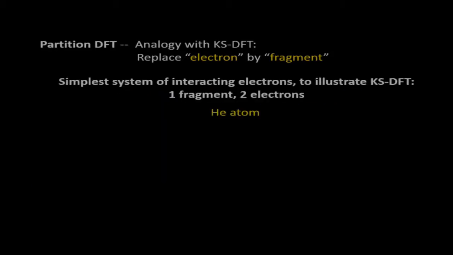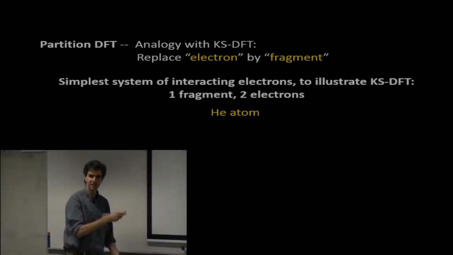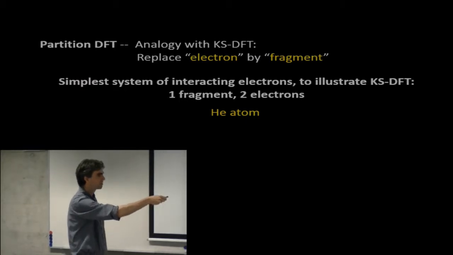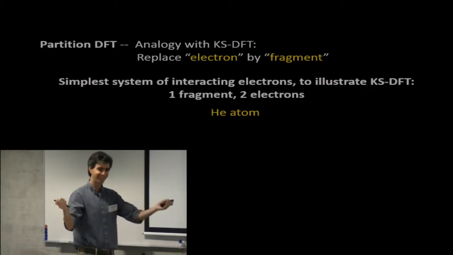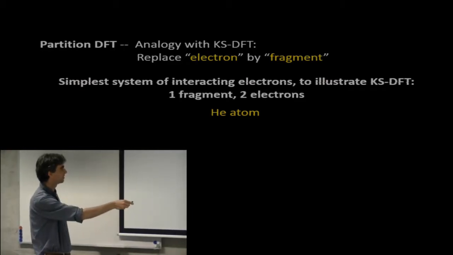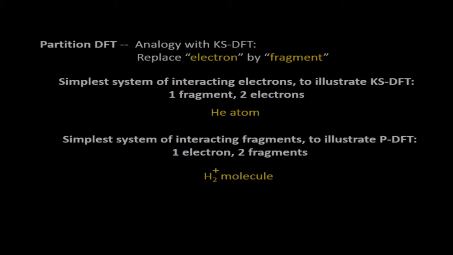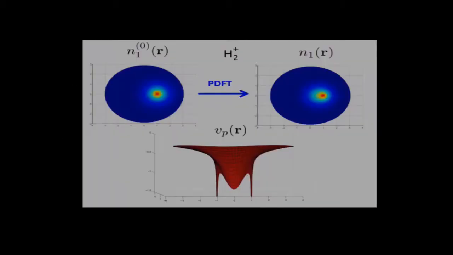Okay, let's continue with the analogy. The simplest system to illustrate DFT is two interacting electrons, right? One fragment, two electrons, and Kieron drew the case of the helium atom, the Kohn-Sham potential and the exact Coulomb potential for the helium atom. By analogy, the simplest system of interacting fragments to illustrate partition DFT is one electron, two fragments, right? That's the H2 plus molecule. So here it is. This is a picture of half an electron in one of the two nuclei.